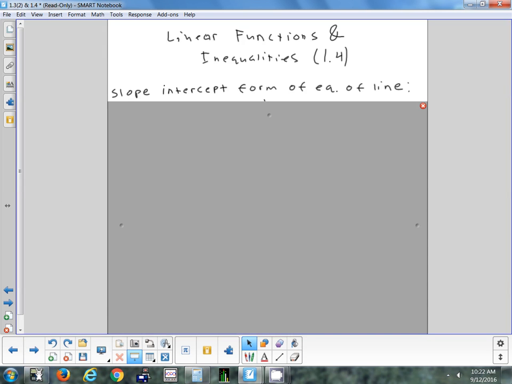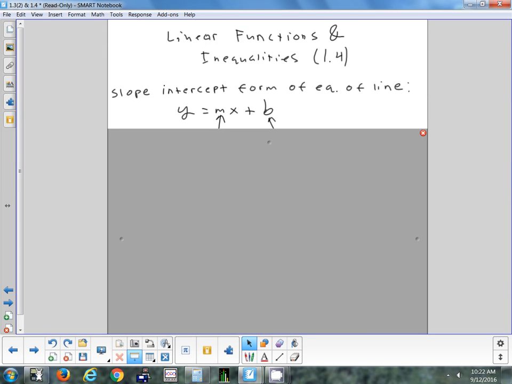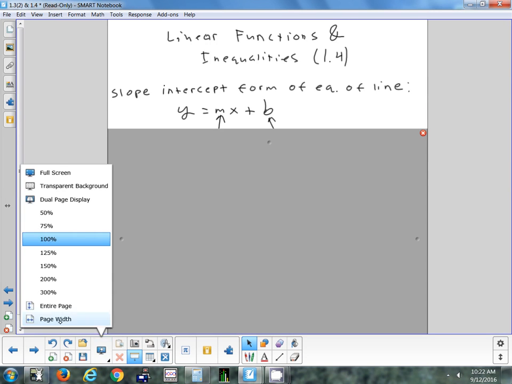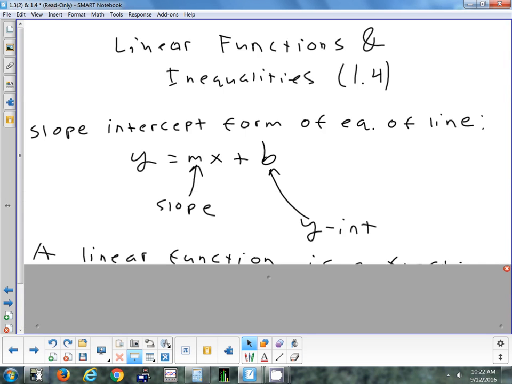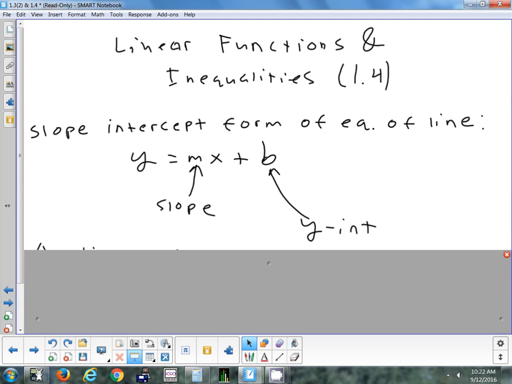Does anybody remember the slope-intercept form for a line? I just said it. It's y. Yeah, y equals mx plus b. What's the m stand for? Slope. And the b? Y-intercept. If you already know that, you don't need to write it down, if it's something you're already familiar with. If not, then write it down.